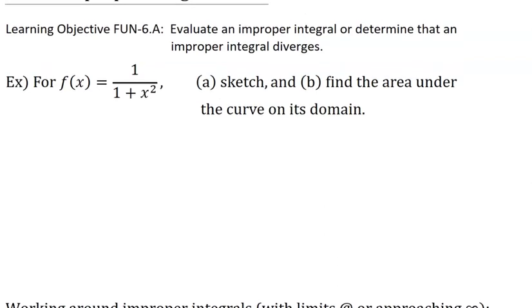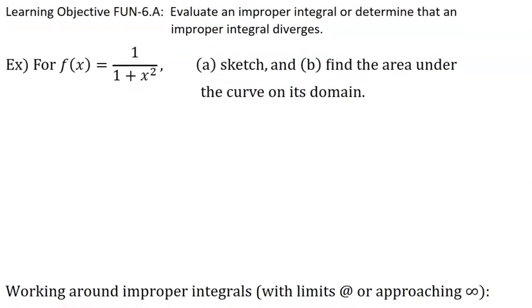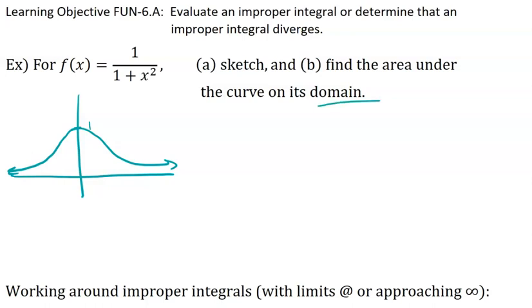We have f of x equals 1 over x squared, so let's look at a graph of that first. It has a value of 1 at 0, and it kind of looks like this bell shape. Pretend that's symmetric. We are looking for the area under the curve on the domain. Well, the domain is all real numbers. However, it goes forever to the left and to the right.